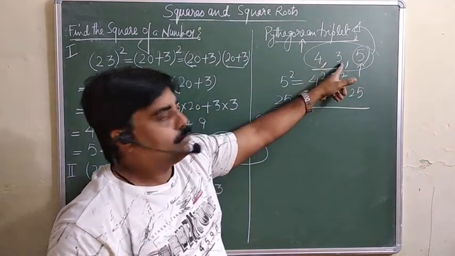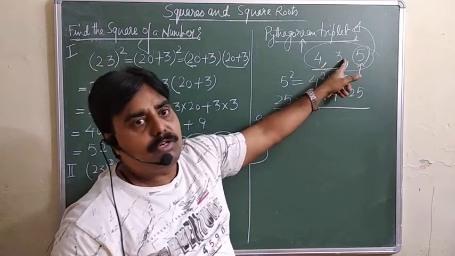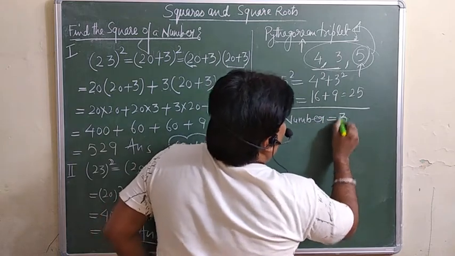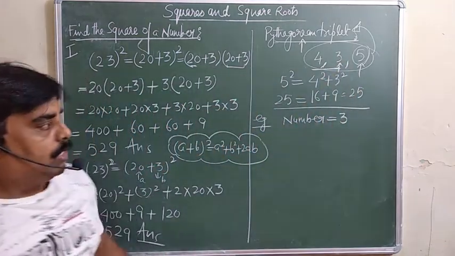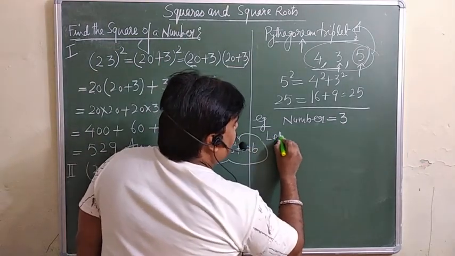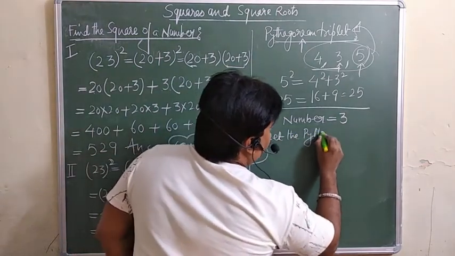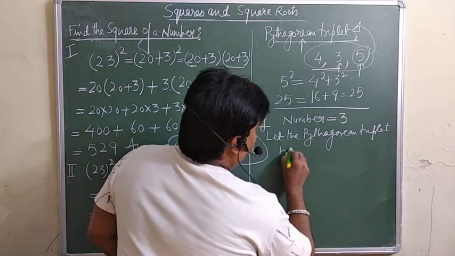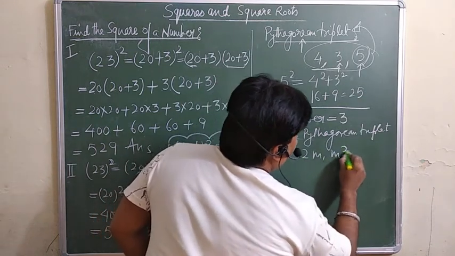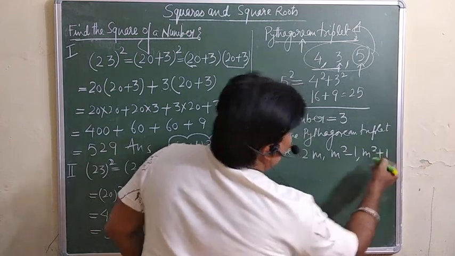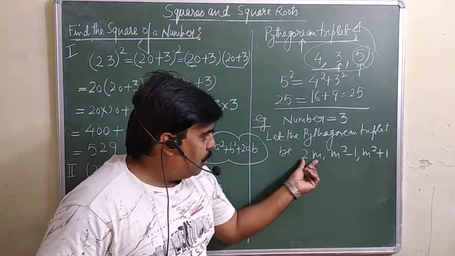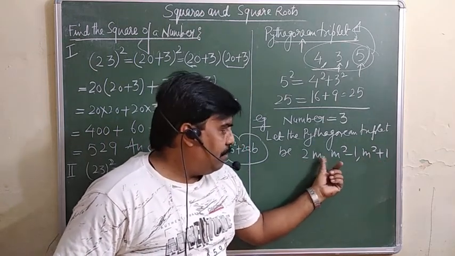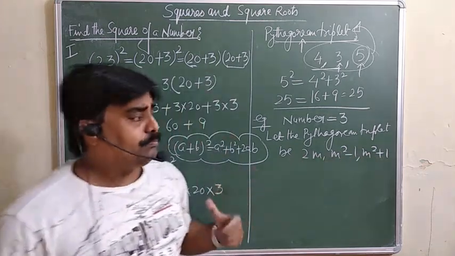उन्होंने क्या किया, एक नंबर दे दिया. Suppose 3 is given. They can ask what will be the Pythagorean triplet if the number is given 3. If they are giving one number, they can ask the other numbers. एक नंबर दे दिया, दूसरे नंबर निकालिए. How can you? So for that one method is there. You can assume let the Pythagorean triplet be 2m, m square minus 1 and m square plus 1. ये assume कर लो 2m दूसरा m square minus 1 and this is m square plus 1 because these three are in Pythagorean triplet. m may be any one of the numbers. You can assume this one.